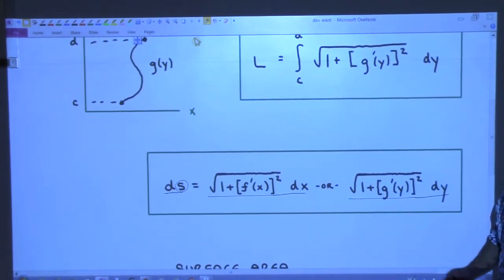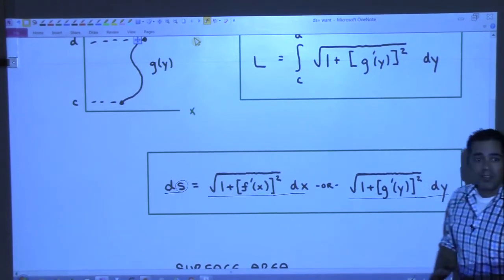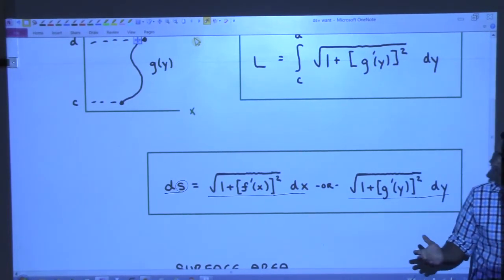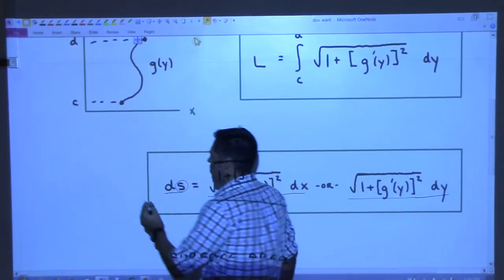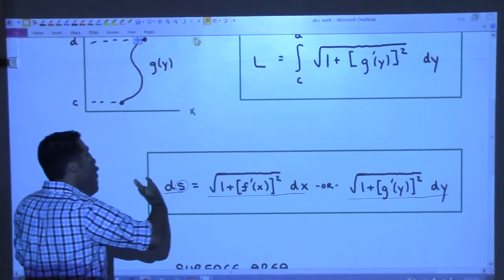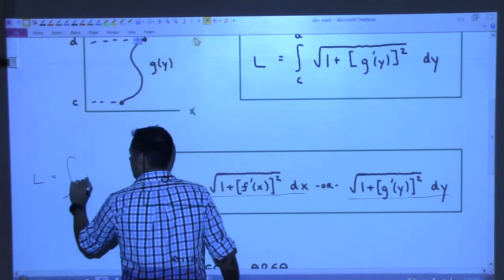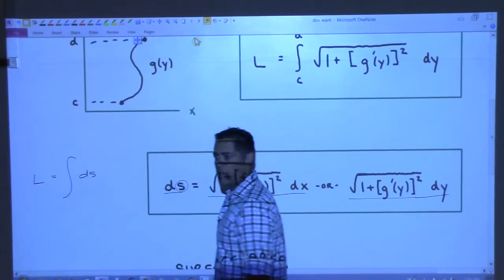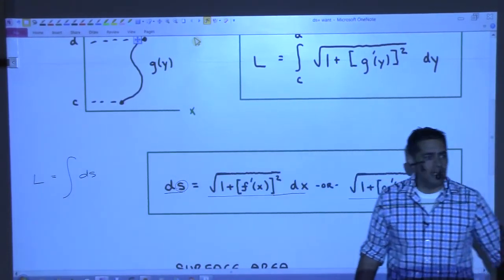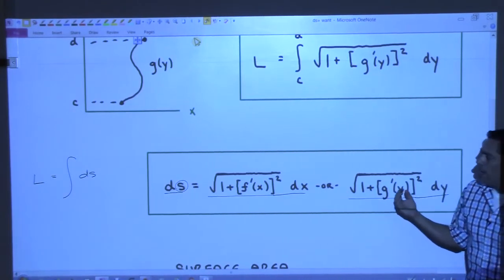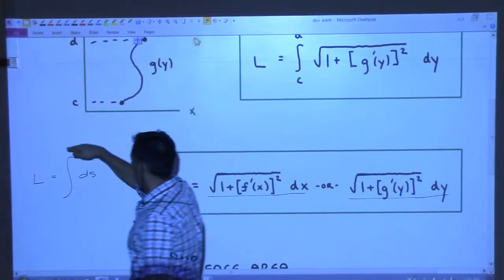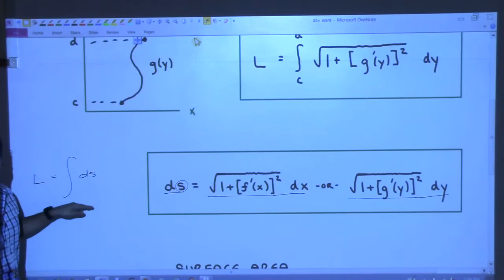Don't ask me, okay? All right, so the S stands for arc length. So really what we could do is summarize this: if you wanted to find the length of a curve, what you need to do is integrate ds, right? That's what you need to do. You need to integrate one of these. Now, your limits of integration are going to depend on which one you use.